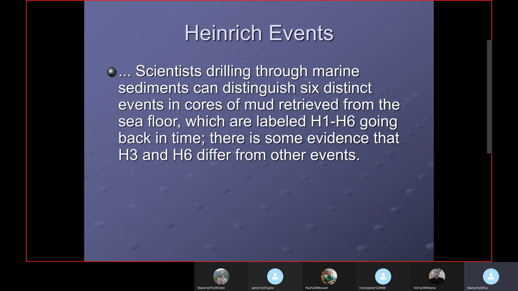Scientists drilling through marine sediments can distinguish 6 distinct events in cores of mud retrieved from the seafloor. So they get these H1 through H6, Heinrich 1 through 6 layers. So we have this ice coming, dropping the stones or rocks, then more ice coming, and this has occurred about 6 times according to this. There's some evidence that H3 and H6 differ from other events, however.